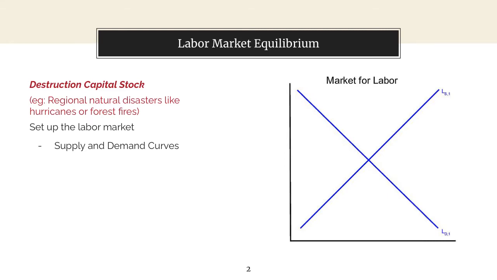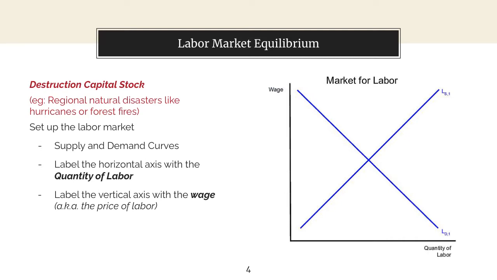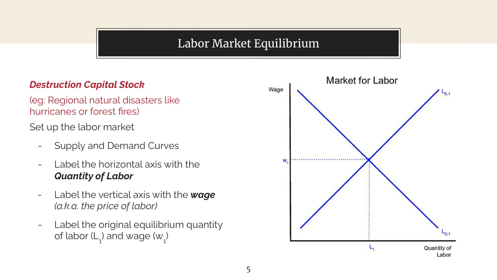We have a downward sloping labor demand curve and an upward sloping labor supply curve. Let's label the horizontal axis the quantity of labor. Label the vertical axis with the wage, i.e. the price of labor. And let's label the original equilibrium, W1 for the original wage and L1 for the original quantity of labor.